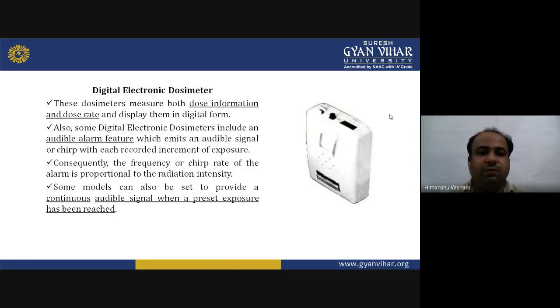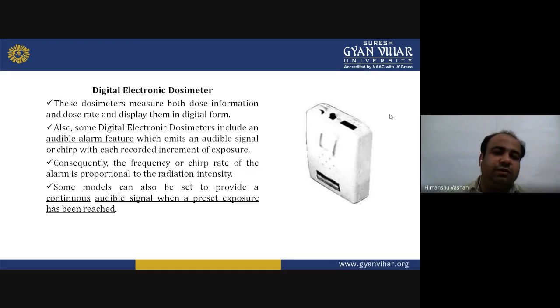Now you have digital dosimeters. You can see in the diagram on the right hand side how it looks. These dosimeters measure both dose information and dose rate and display them in digital form. These also include an audible alarm feature which emits an audible signal or chirp with each recorded increment of exposure.